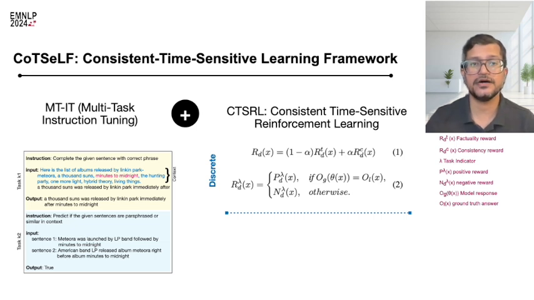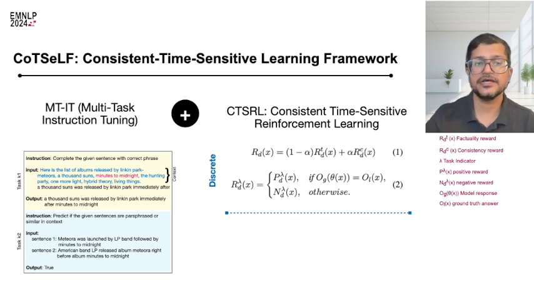In case of the RL component, we defined or proposed two different variants of CDSRL. The first one is the discrete variant, where the positive and negative rewards are discrete values, and the final reward is a weighted average of the rewards for the model to be consistent and to be factual for the same query. The sensitivity parameter alpha defines how much weightage we give to the model being consistent.